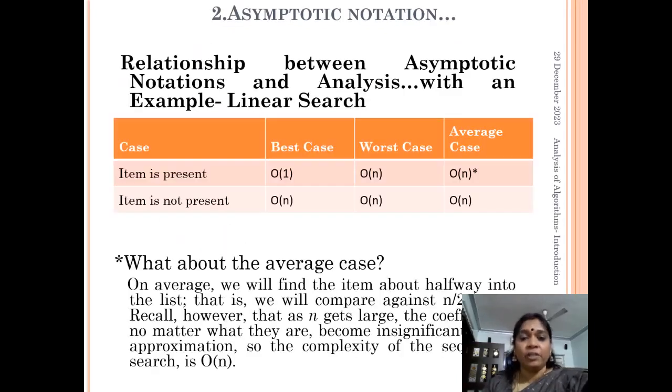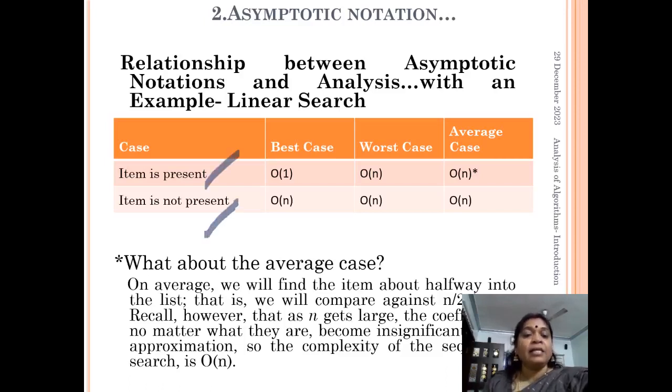Here we have three different cases. Best case analysis provides the lower bound of an algorithm. Worst case analysis provides the upper bound of an algorithm. In the average case, in between these two levels, we will get the time complexity. There are two options available: one is the item is present in the list, and the other is the item is not present in the list.